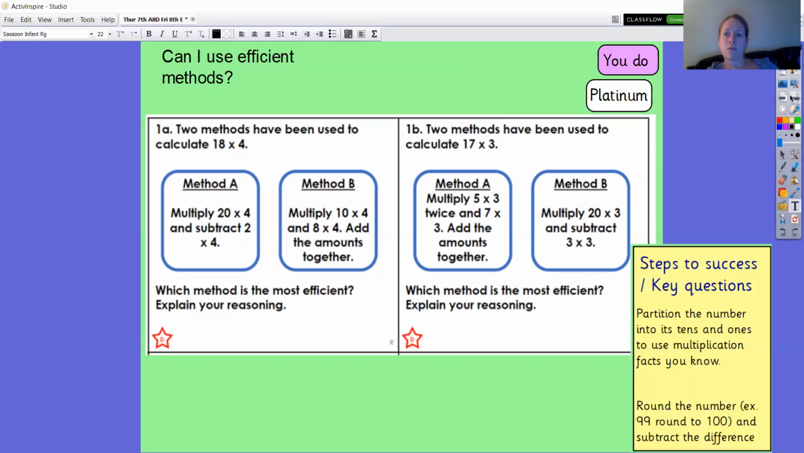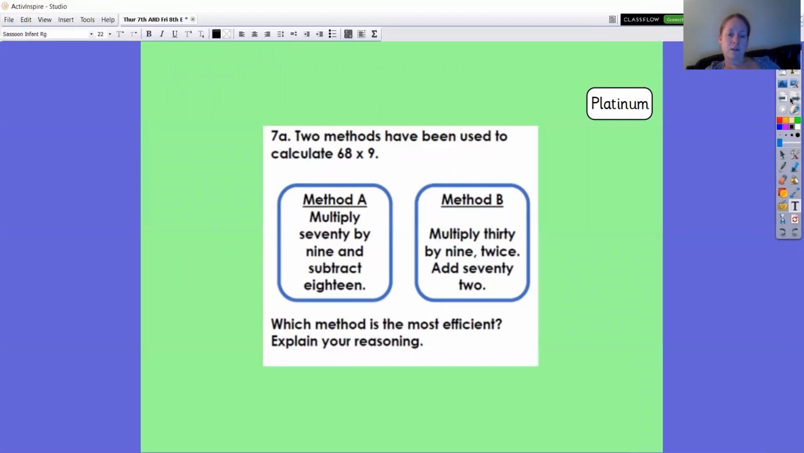And once I've finished talking to you, I'm going to move to the next page as well because there's an extra one on the last page too. So you have a go at those and decide which one you think is the most efficient method. That's those. So this one is 2 methods been used, 68 times 9. It tells you 2 different ways and you can pick which one is the most efficient.